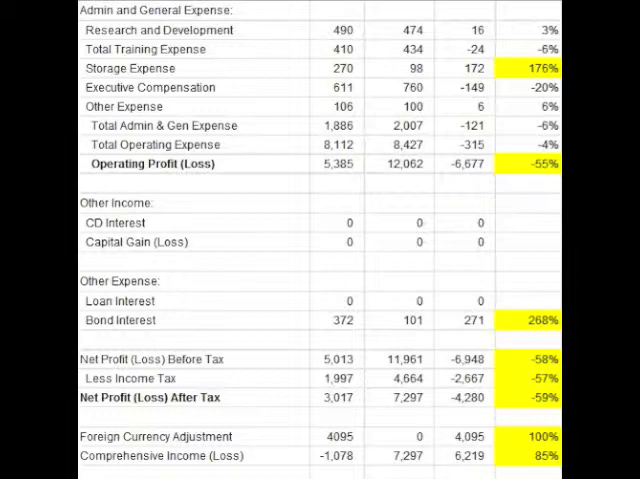We expected our operating profit to be much higher by reducing costs operating in Sereno. The variance of 55% is due to our company having difficulty gaining sales in Sereno and having a negative profit for 2 quarters. Bond interest had a variance of 268%. Our actual number was higher because we needed more cash to finance the plant moving to Sereno. Net profit loss had a variance of 58%, less income tax had a variance of 57%, and net profit after tax had a variance of 59%, all of which were affected by the above listed factors.